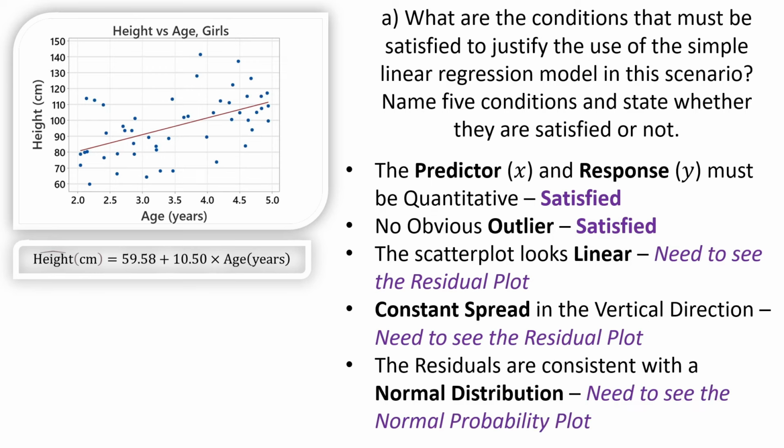And are the residuals consistent with a normal distribution? Here, we're not shown a normal probability plot for the residuals. If we were shown a normal probability plot, we would just need to see that those markers are roughly in a straight line. If so, we would conclude that the residuals are approximately normal in distribution. Here, we can't tell that for sure because we don't have that plot.